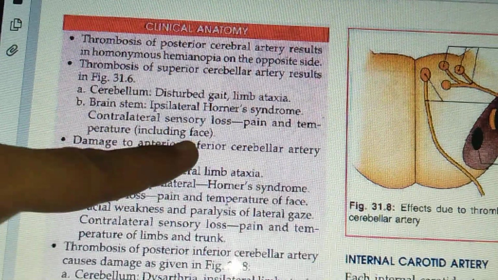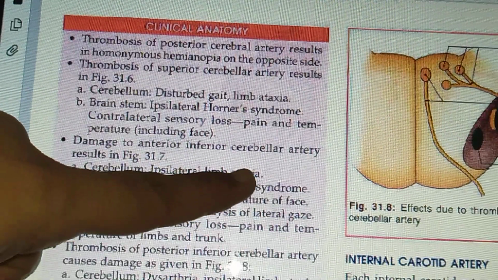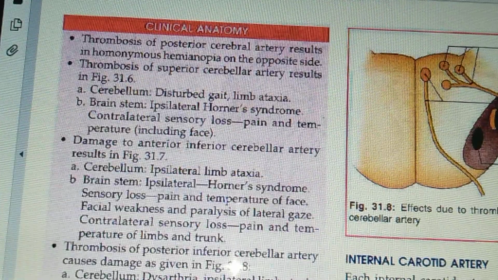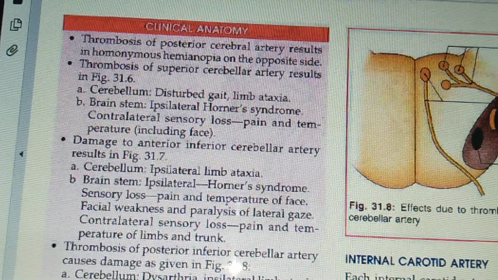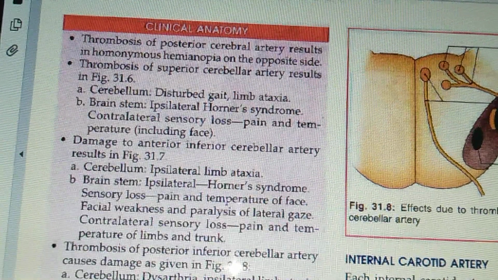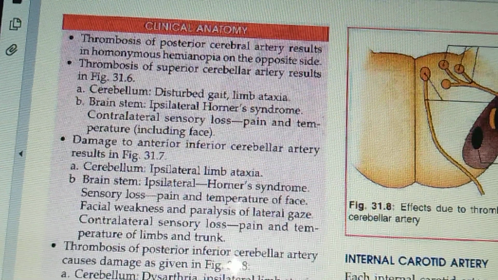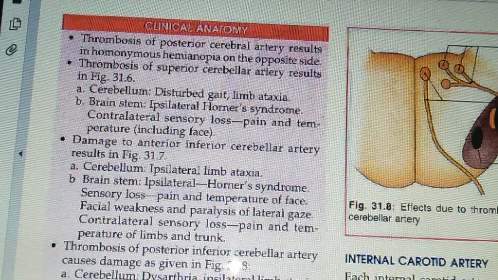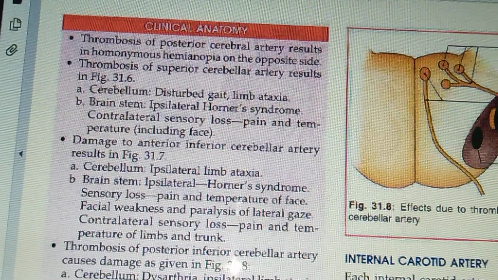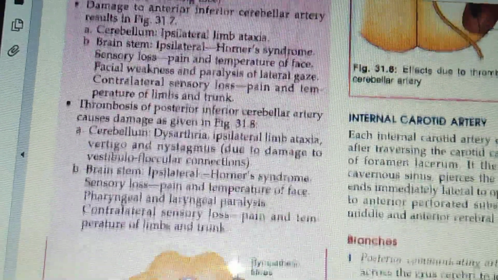Next, damage to the anterior inferior cerebellar artery. It results in, in the cerebellum, ipsilateral limb ataxia, that is same side, and in the brainstem, ipsilateral Horner's syndrome. Right, same side Horner's syndrome, as in the superior cerebellar artery. Sensory loss, again pain and temperature of the face. Facial weakness and paralysis of the lateral gaze, that is the lateral side vision, and contralateral sensory loss, pain and temperature of the limbs and trunk. Right, now you are aware of the functions of the brainstem, so you can correlate all this applied anatomy.